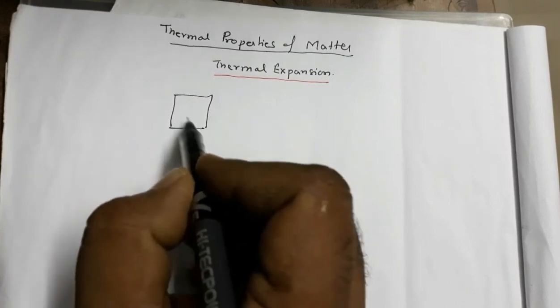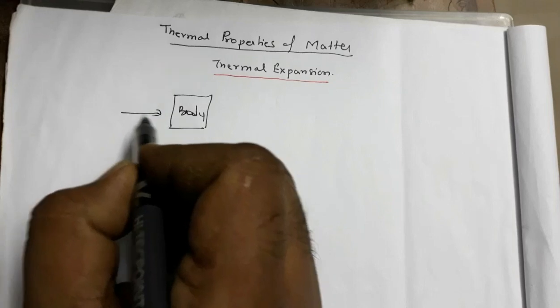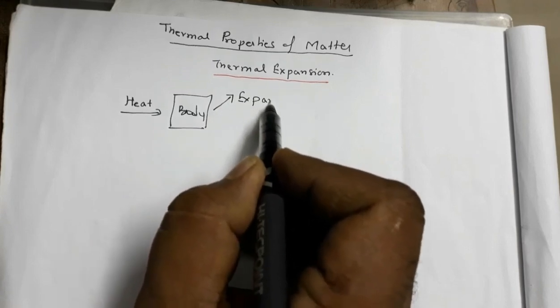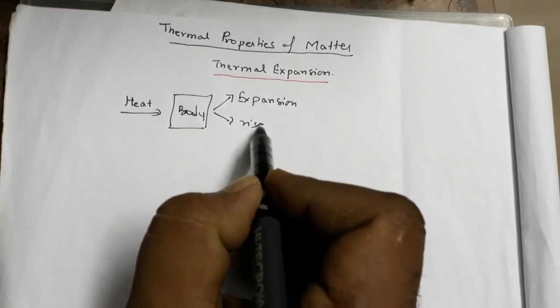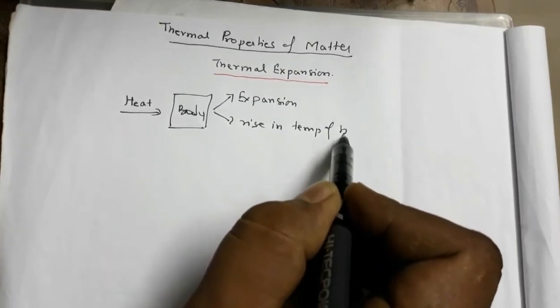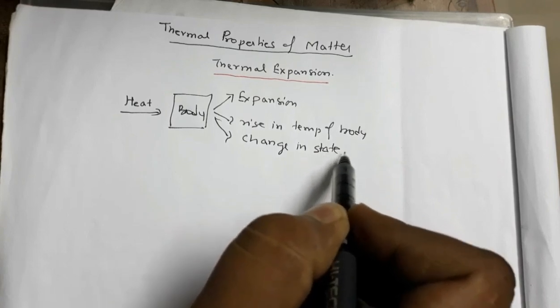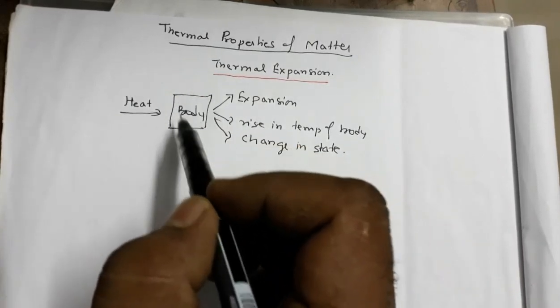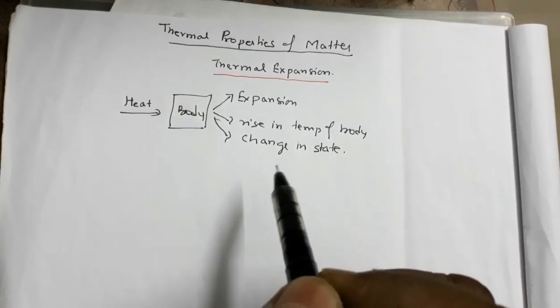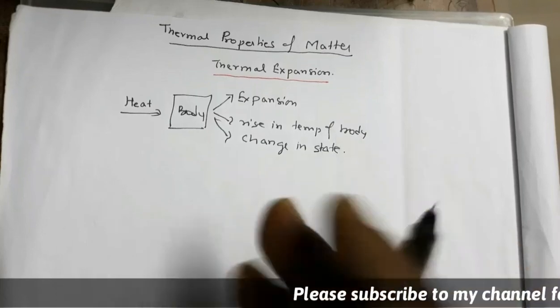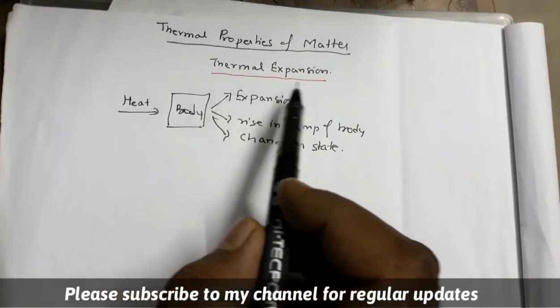Now in this video I am going to discuss the topic thermal expansion under the chapter thermal properties of matter. Now suppose we have a body in a material. Now to this material heat is given. Now there may be an expansion in this body. There may be a rise in temperature in the body, or there may be a change in state. This body may melt, or if suppose this is liquid, this may be converted into its vapor phase. So these are the various possibilities when heat is given to a substance or a material or a body. Now in this first part we are going to study about thermal expansion.